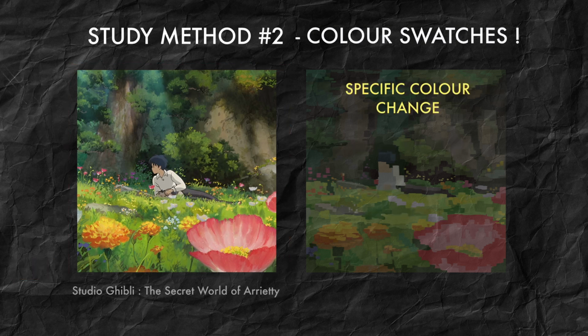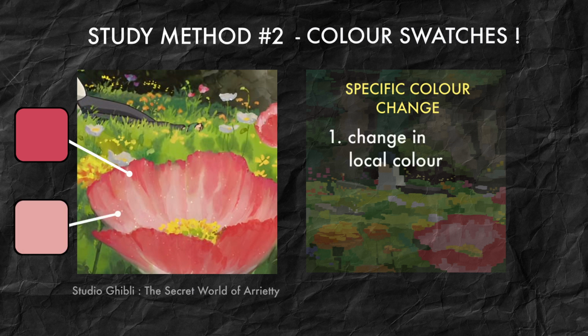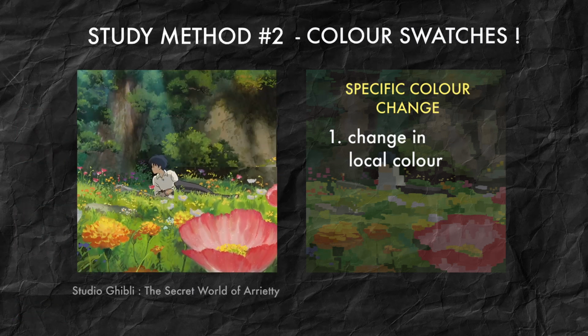Now for a specific color change, let's zoom in here to this foreground flower. Look at how the color changes from the outer edge of the petal to the inner edge. This is a change in local color. The color of the petal itself is changing. Now, how can we show the change? If I compare both colors in terms of value and temperature, it looks like this color is increasing in value and decreasing in saturation. Less saturated in this case means less pinks, so it's getting cooler. This is a more specific color change since it's on a much smaller scale.